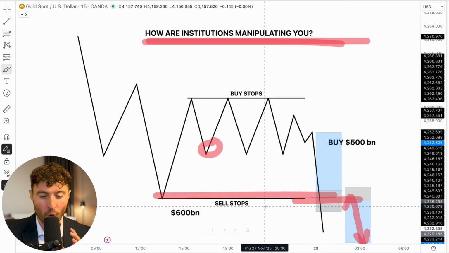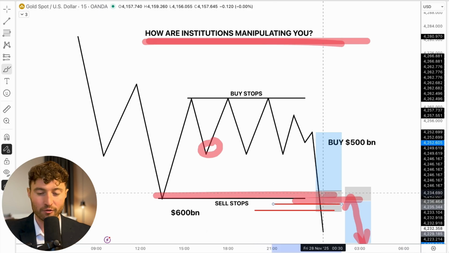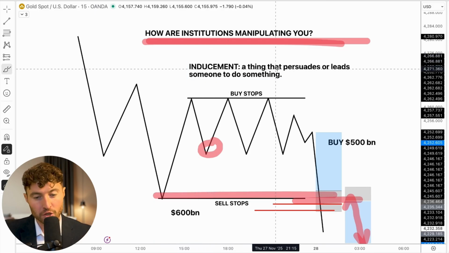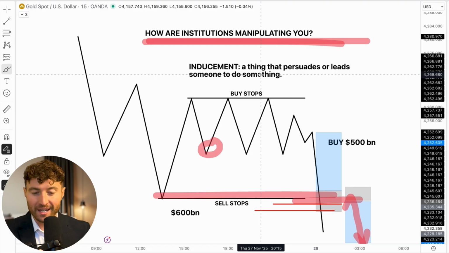And so what we have is all of this sell side liquidity that's generated. And so what the institutions are doing right here is engineering liquidity. And what they're also doing is inducing traders into this market. And inducement is just a thing that persuades or leads someone to do something. And in the context of trading, this means literally buy or sell the market.